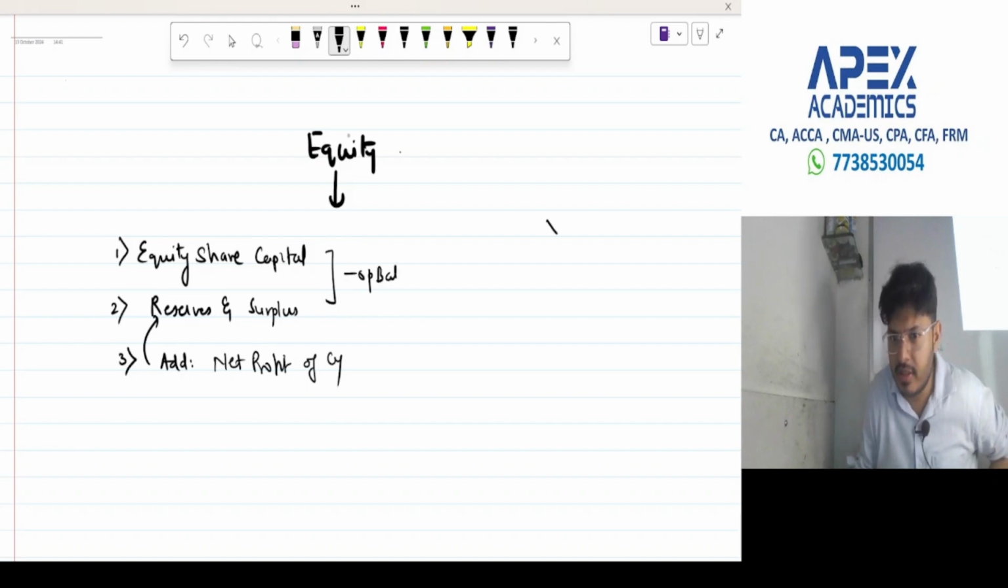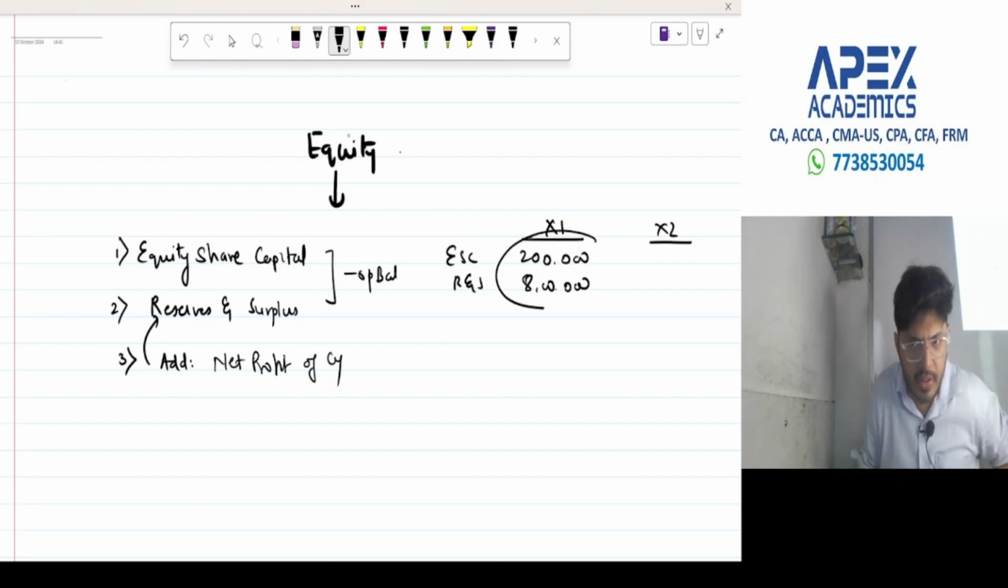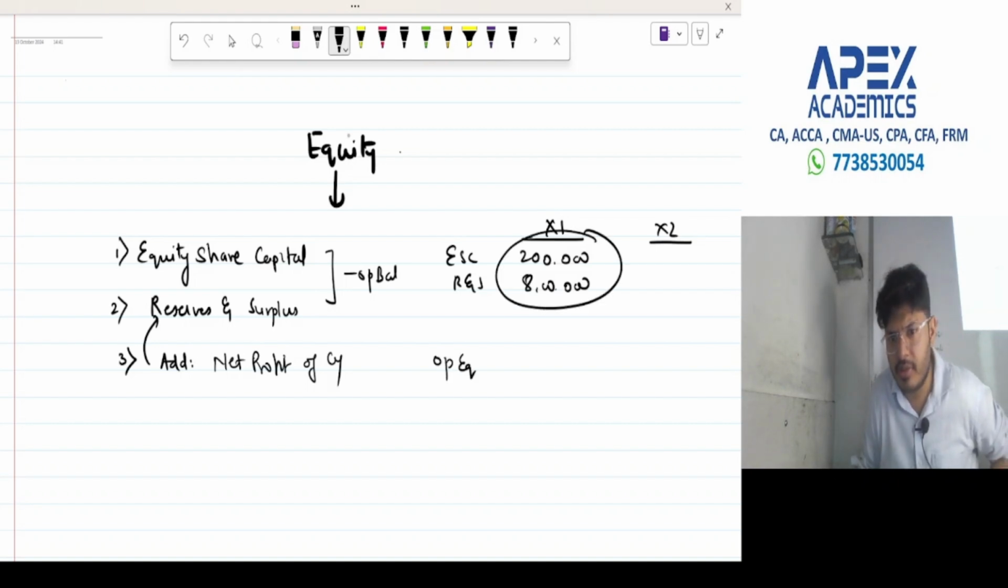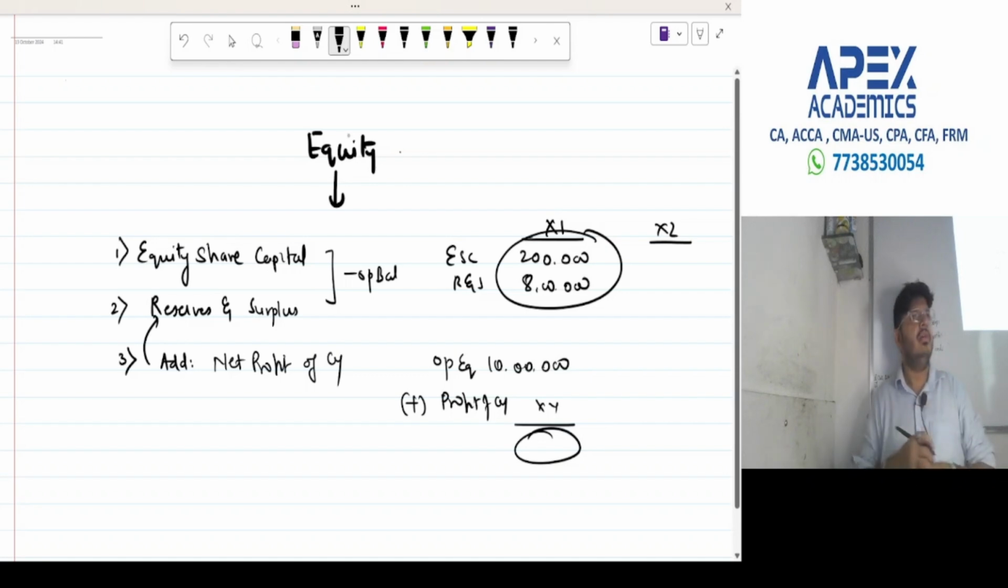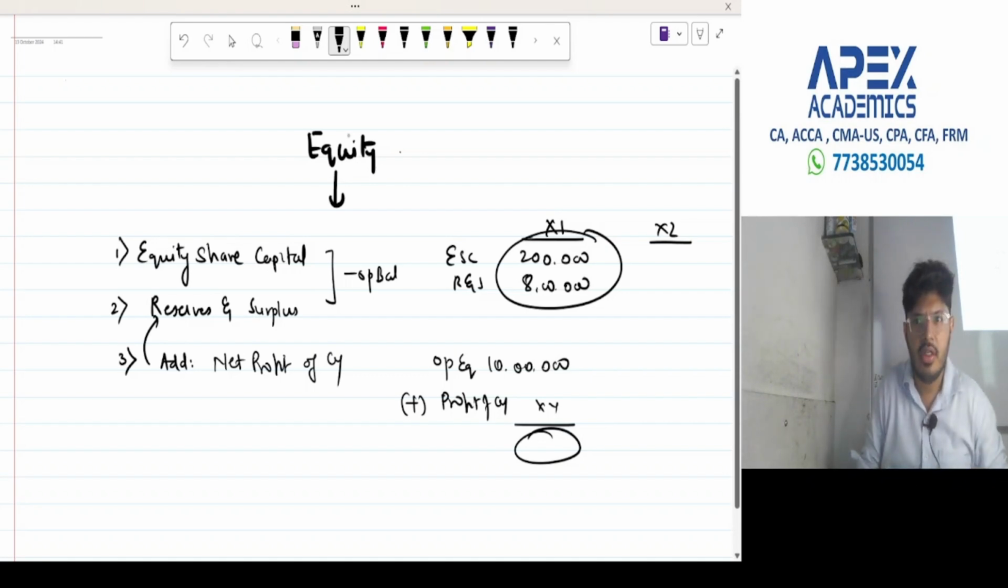What do I mean by opening balance? See, suppose this is 2001 and this is 2002. You have equity share capital, let us say 2 lakhs, and you have reserves and surplus, let us say 8 lakhs. So when I say opening equity, your opening equity is how much? 10 lakhs. To this I will add profit of current year. This becomes my equity. Please try to understand this particular concept.